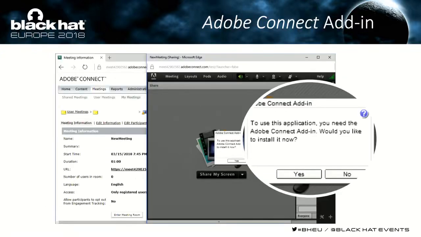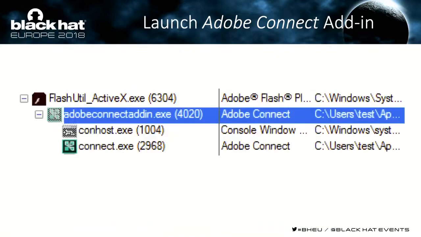We've discovered an interesting behavior. Adobe Connect is software used for presentations, web conferencing, and desktop sharing. When a user enters a meeting room created by Adobe Connect on a web page, Flash Player prompts the user to install an add-in. If the user then clicks the Yes button, Flash Broker will download and then launch the add-in with medium integrity level.